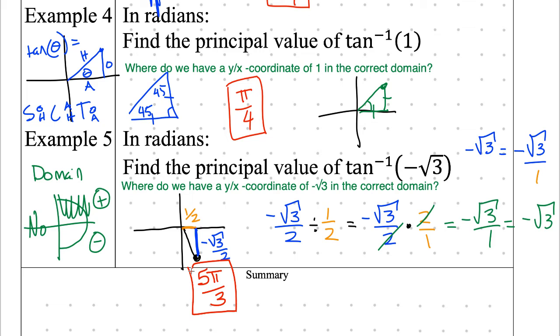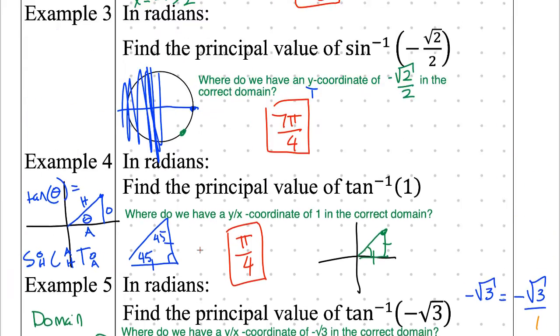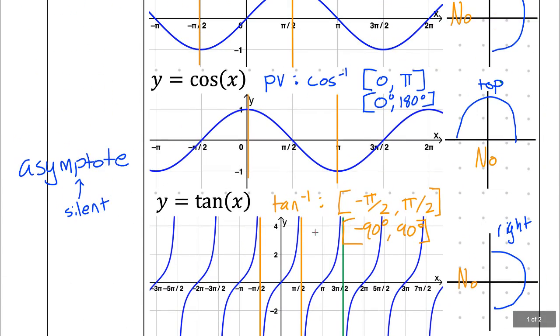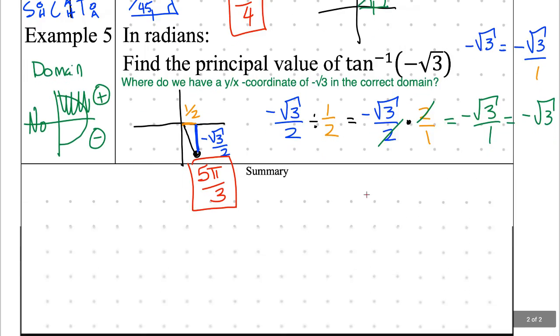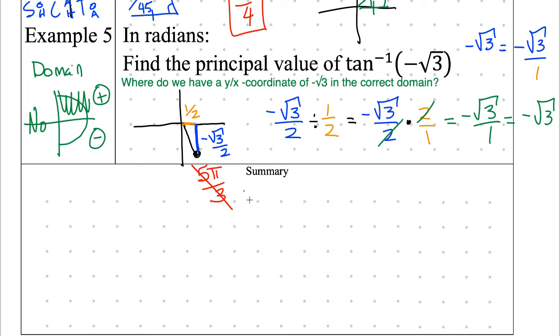Wait a sec, that's not correct. While that angle is 5 pi over 3, you might remember that our domain up here was between negative pi over 2 and pi over 2. 5 pi over 3 is too big. It is bigger than pi over 2. We need to make it a negative angle, which means this is actually easier to memorize. Instead of saying 5 pi over 3, let's say no, wrong domain. Wrong domain.